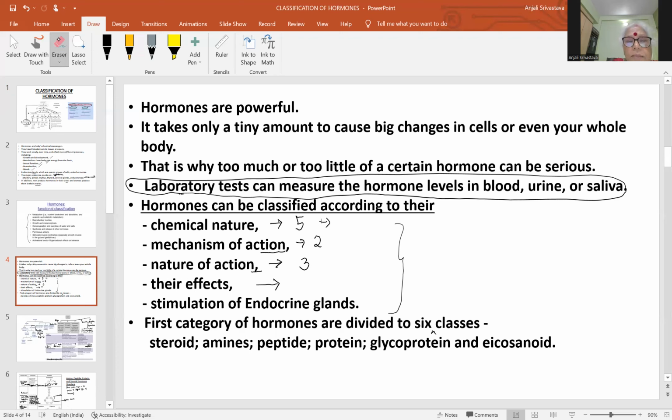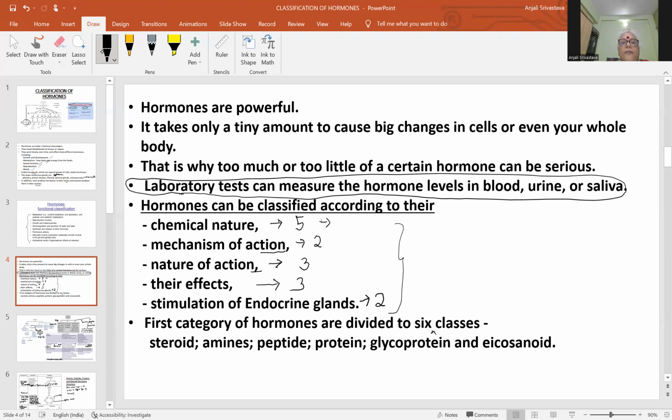and let us see the details in one go. For now, let us just see the numbers. They are again of 3 types: kinetic hormones, metabolic hormones, and morphogenetic hormones. And then in the last, the stimulation of endocrine glands. They either stimulate endocrine glands or act on non-endocrine places. On that basis, the hormones are of 2 types: the tropic hormones and non-tropic hormones.